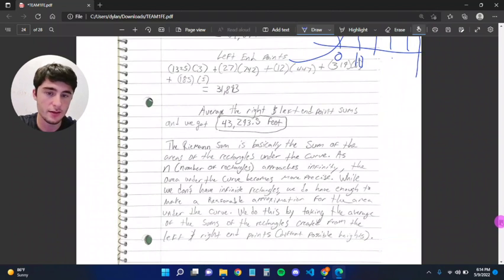And so what I did was I just took the average of the right endpoints and the left endpoints, or the approximation for the area under the curve given the heights of these rectangles, and I got 43,293.5 feet.